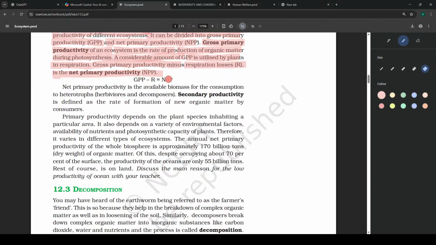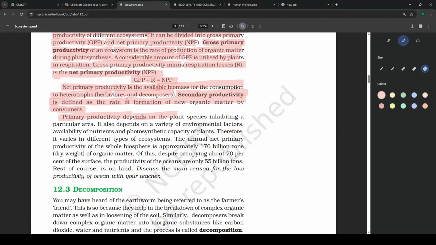An equation for NPP is GPP minus R. Net primary productivity is the available biomass for the consumption to heterotrophs, herbivores, and decomposers. Secondary productivity is defined as the rate of formation of new organic matter by consumers.